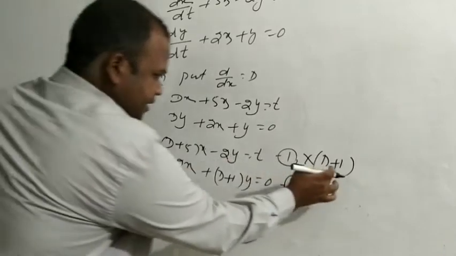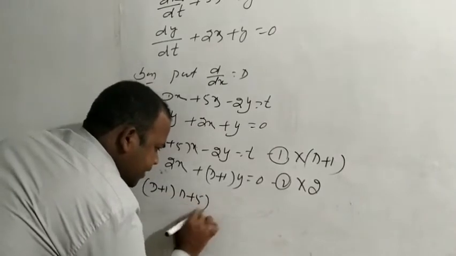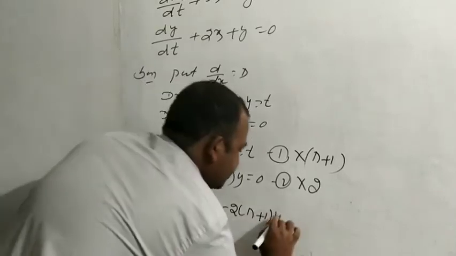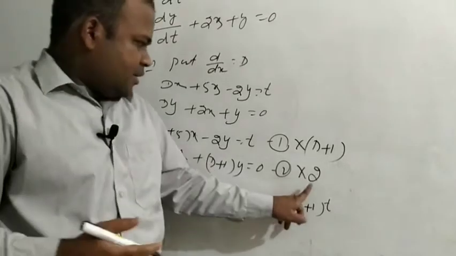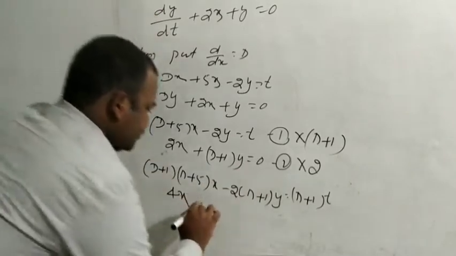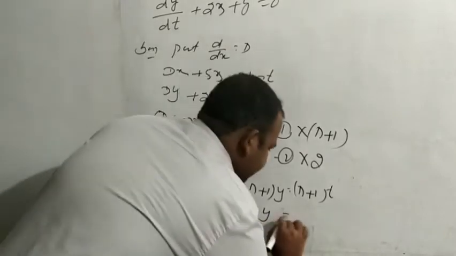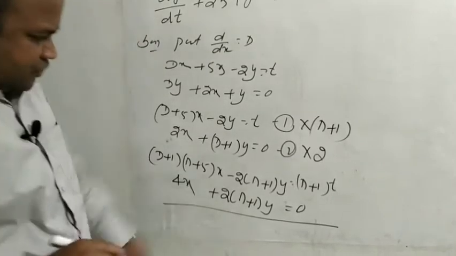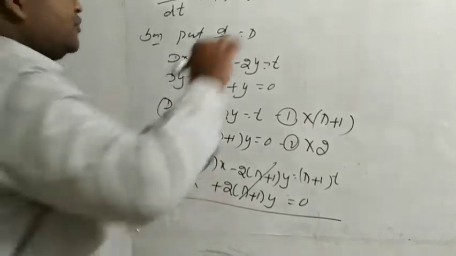So this is (D+1)(D+5)x minus 2(D+1)y equals (D+1)t. Then you multiply 2 into the second equation: 4x plus 2(D+1)y equals 0. Now the plus and the minus cancel. So we have (D+1)(D+5)x.